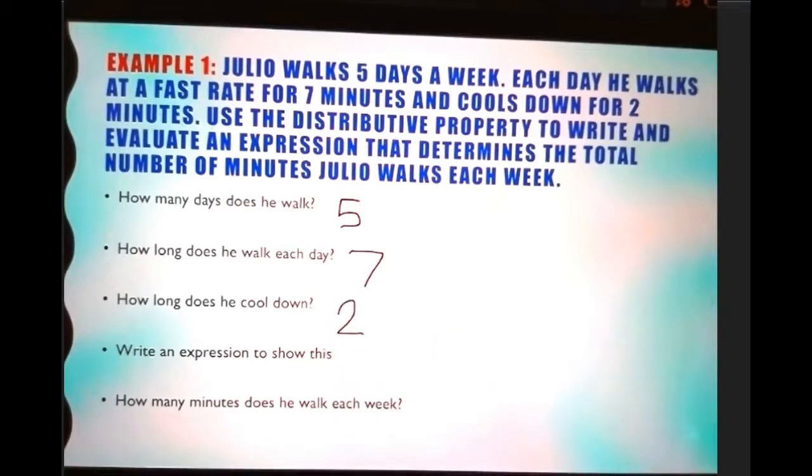Exactly. Perfect. So he does a quick walk for 7, and then he gets his heart rate really, really up. He's breathing hard, and he's like, oh my goodness, I need to walk for 2. So he walks really quick for 7 and slows down for 2.